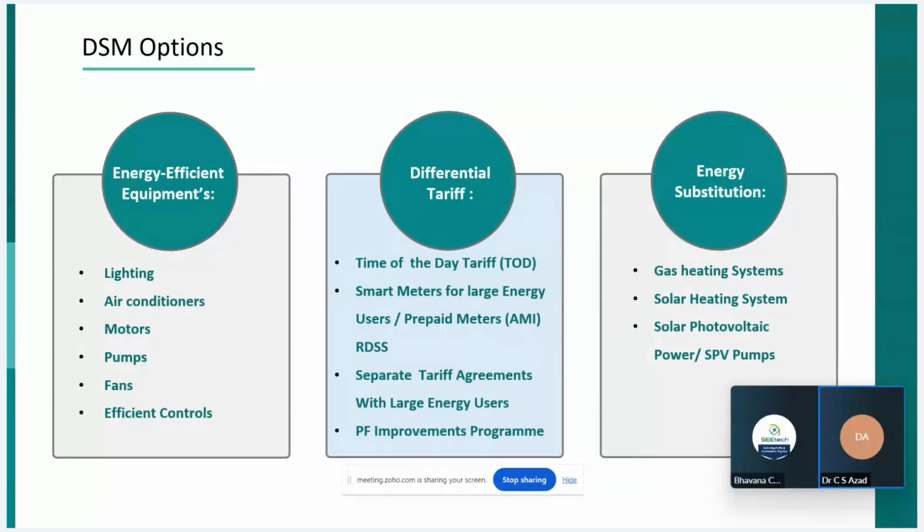At the same time, there are things like time of day tariff, smart meters, power factor improvement, penalties, and incentives that may help to change the electricity consumption pattern. These are also part of demand side management. And next is energy substitution, like your solar geyser and solar rooftops. They are all examples of energy substitution. Next.